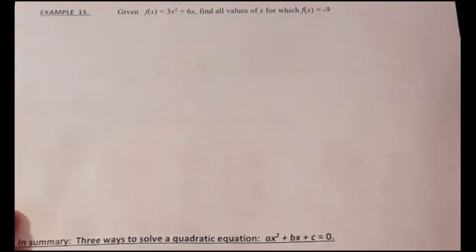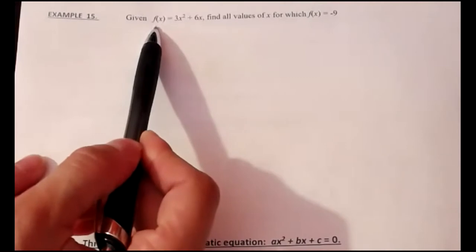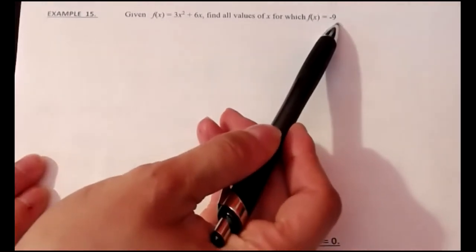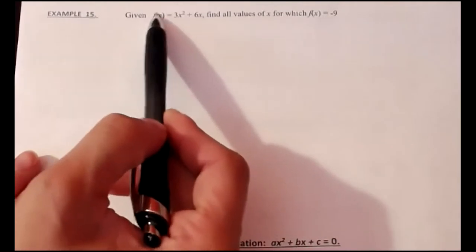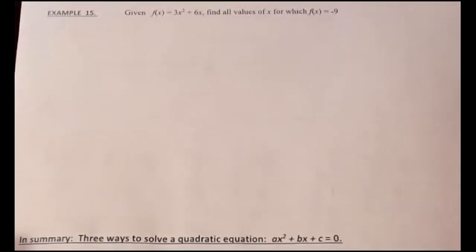Okay, take a look at example 15. Given f of x is equal to 3x squared plus 6x, find all values of x for which f of x is equal to -9. What this is telling us is that f of x in our equation is -9. So it's asking us to sub out f of x with -9 and then find the values of x that make that true. So I'm going to replace f of x with -9. And we have -9 is equal to 3x squared plus 6x.